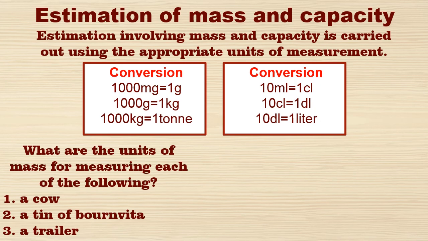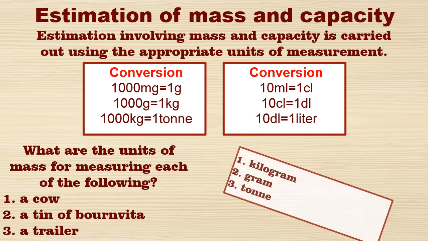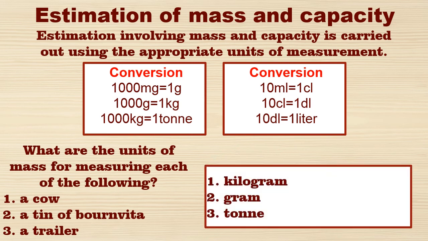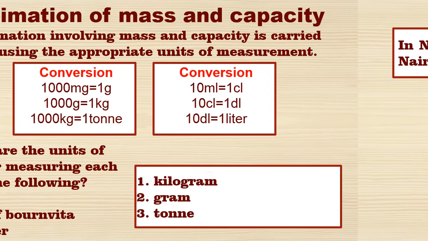Example, what are the units of mass for measuring each of the following? 1, a cow. 2, a tin of bone butter. 3, a trailer. So a cow is measured using kilograms, the weight of a cow, while the mass of a bone butter tin is measured using grams, and any other smaller tins. Trailers are usually measured using tons.